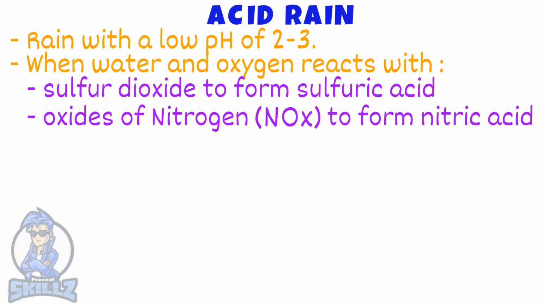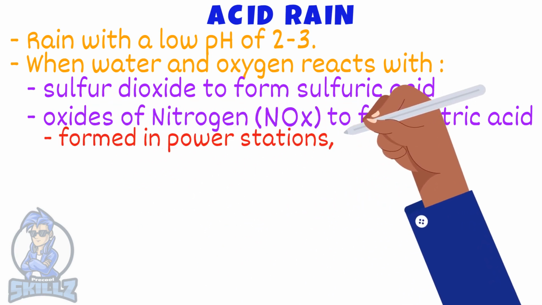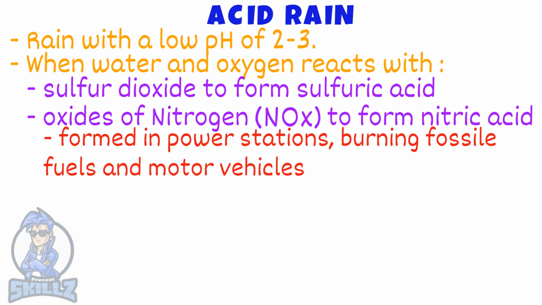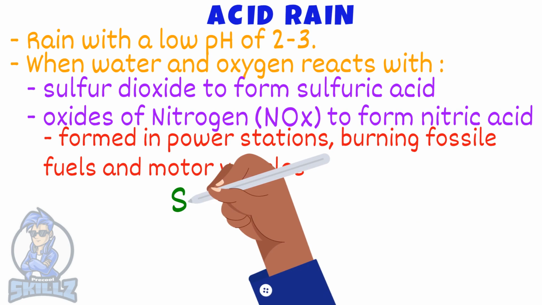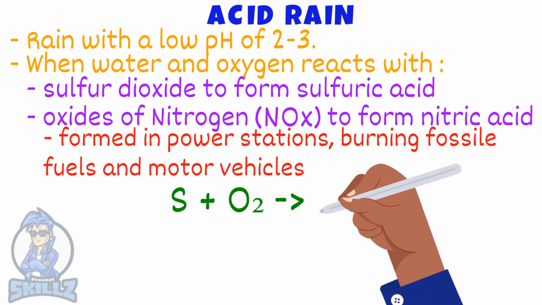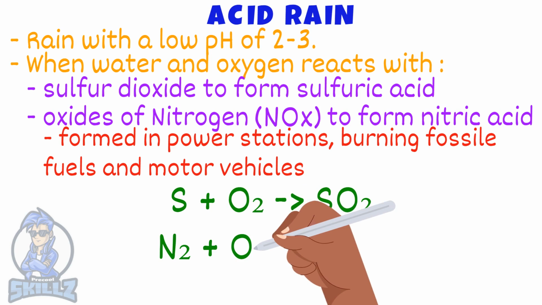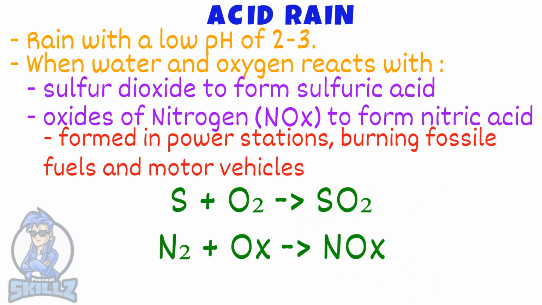Both sulfur dioxide and the oxides of nitrogen are formed from power stations burning fossil fuels, and from motor vehicles. Since fossil fuels contain a small amount of sulfur, when it is burned, the sulfur will react with oxygen to form sulfur dioxide. And in engines using petrol, sparks ignite the petrol air mixture which powers the car. Due to this, the temperature in the engine gets high enough to allow oxygen and nitrogen to react, forming an oxide of nitrogen.